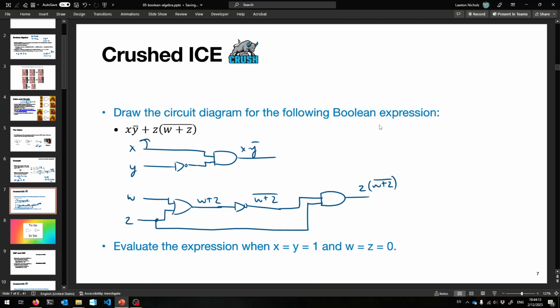Now I need to OR those two results together. You see how that's working? And so one last OR gate will take care of it. And this is just a graphical representation of how your Boolean formula is going to give you an answer, how this equation works.